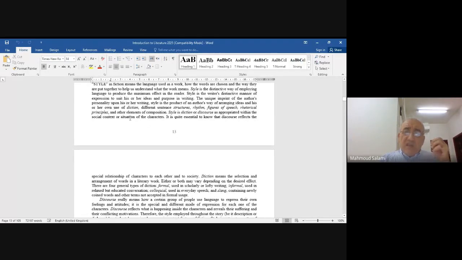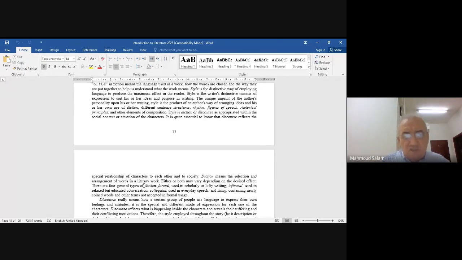So again, I say diction means the selection and arrangement of words in a literary work. Either or both may vary depending on the desired effect. Again, I use different forms of styles, if you like. There are four general types of diction.